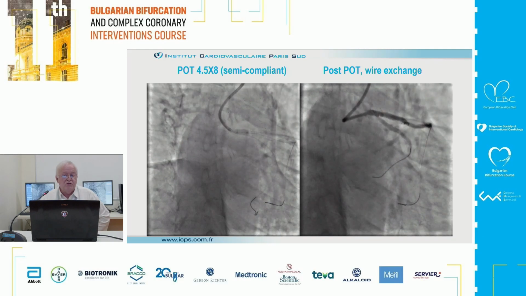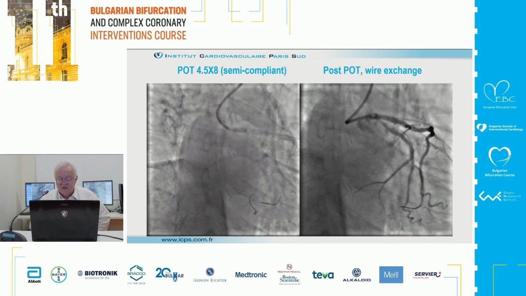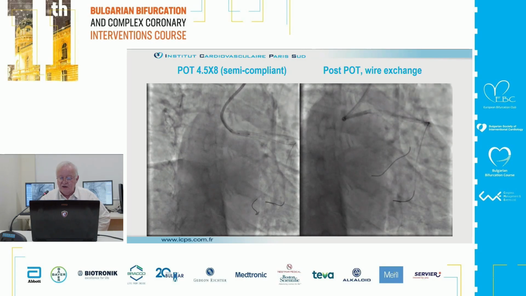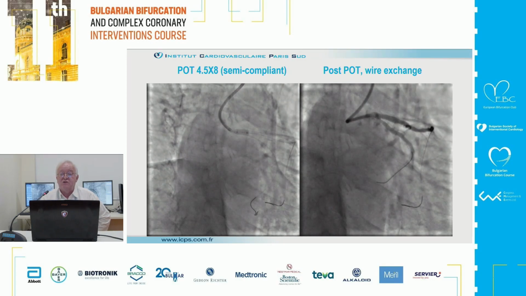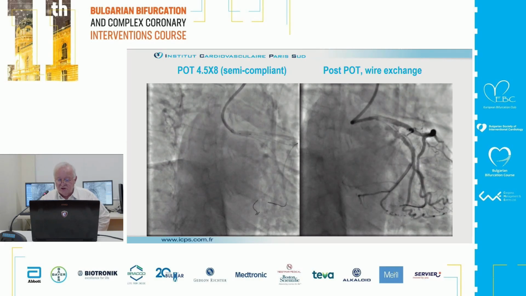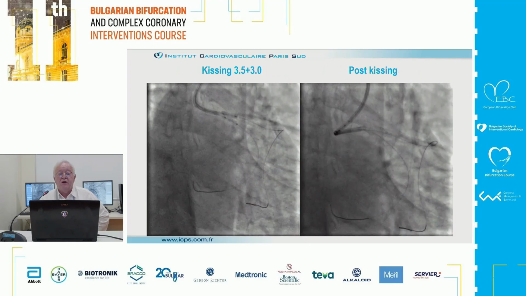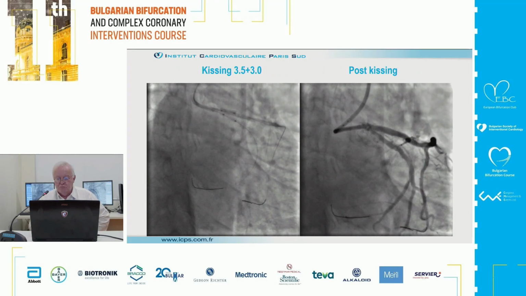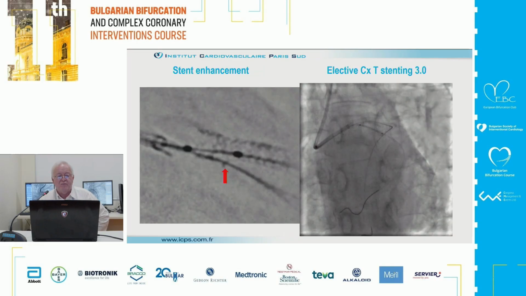In fact, if you choose the distal diameter, the risk of side branch occlusion is very small, of course. And I don't want to use a media-to-media measure with IVUS, which will lead to occlusion of the side branch. A kiss was done. This is the post-kissing.